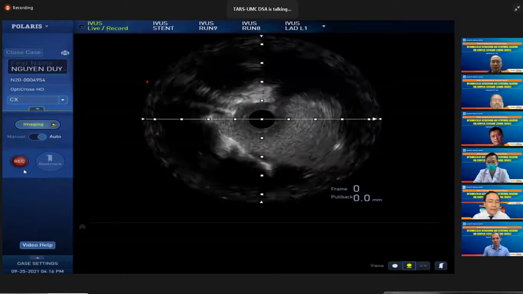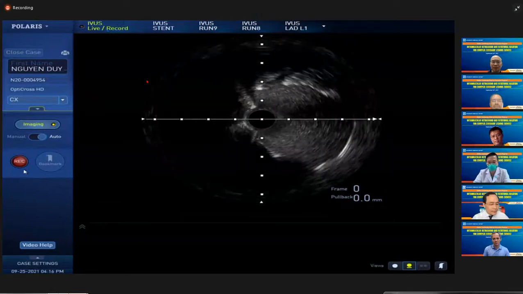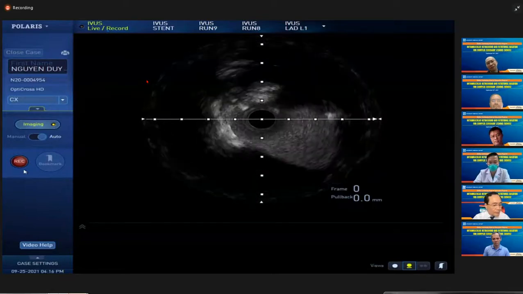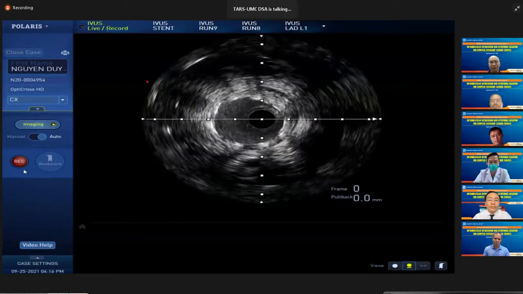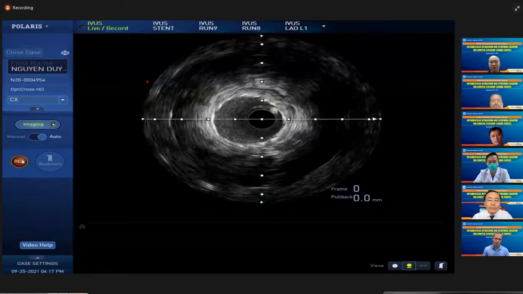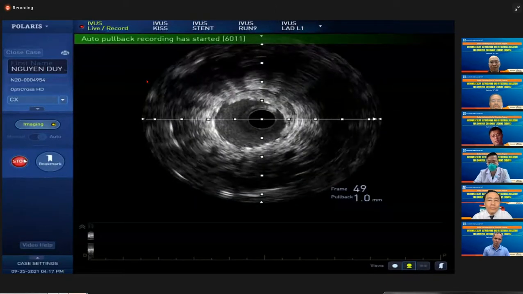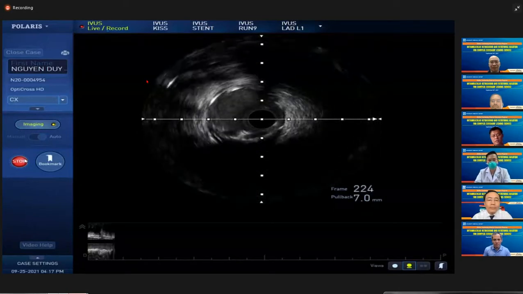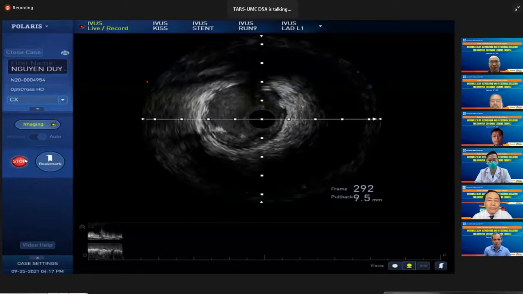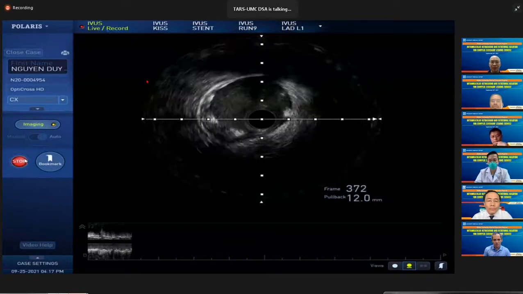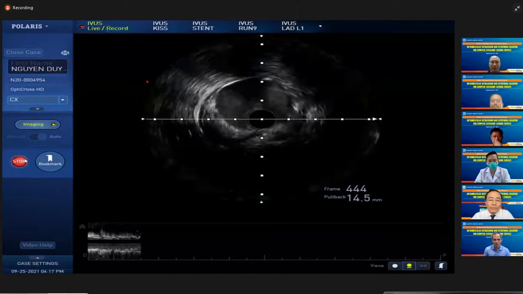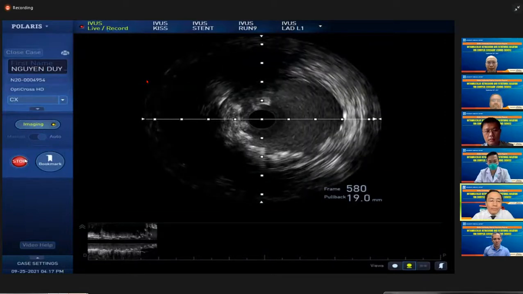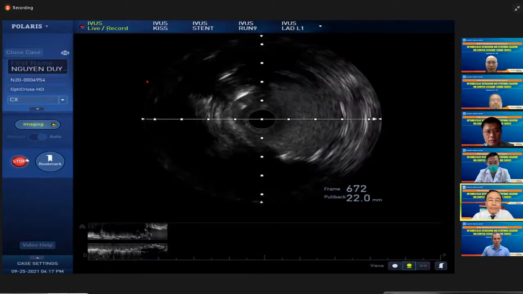Yeah, I just checked the IVUS for the final. This is the IVUS for the circumflex after stenting. You see it's well expanded into the vessel wall. Vessel wall is about 2.75. This is the LAD. Left main now.